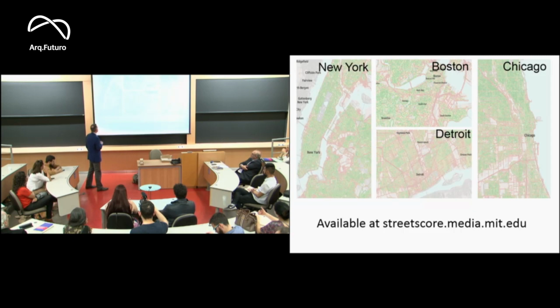The green means people think it looked safe. The brown means people think it didn't look safe. So this is New York. This is Central Park, of course. This is Detroit, this is Boston, this is Chicago. They did it for seven cities.